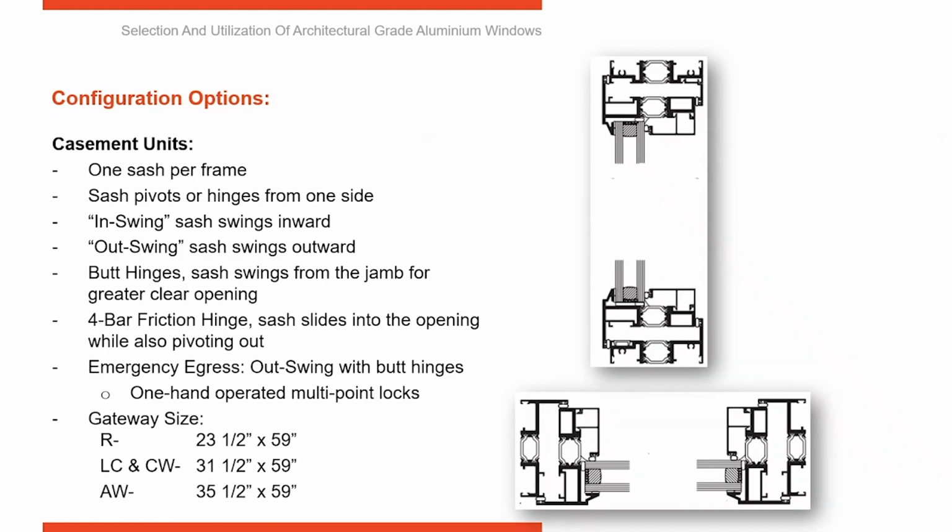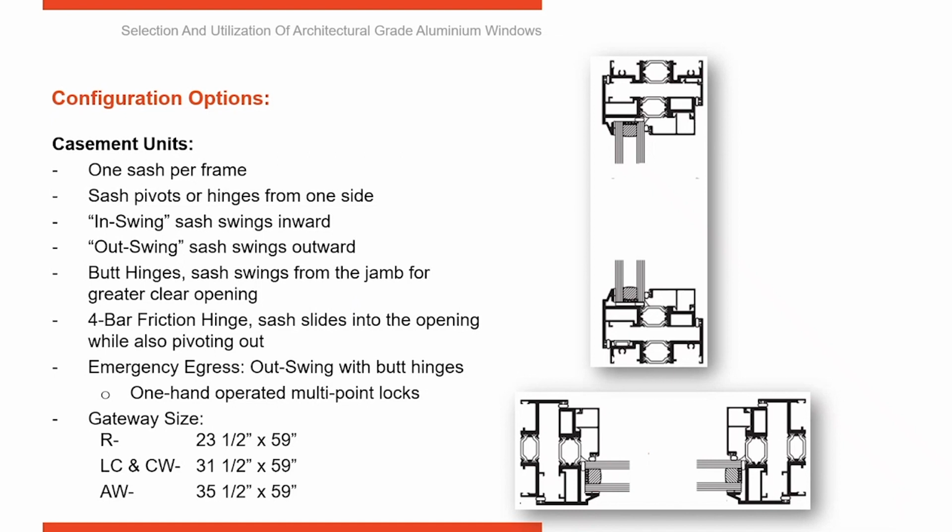Now, casement windows work in compression. They don't slide, they work in compression. When the window's closed, the hardware that you use to lock it draws the sash in tight and compresses it against the frame. With casement windows, you're going to have one frame and then a single sash. With the hung units, I mentioned one frame and two sash. But with casements, it's one frame and one sash.